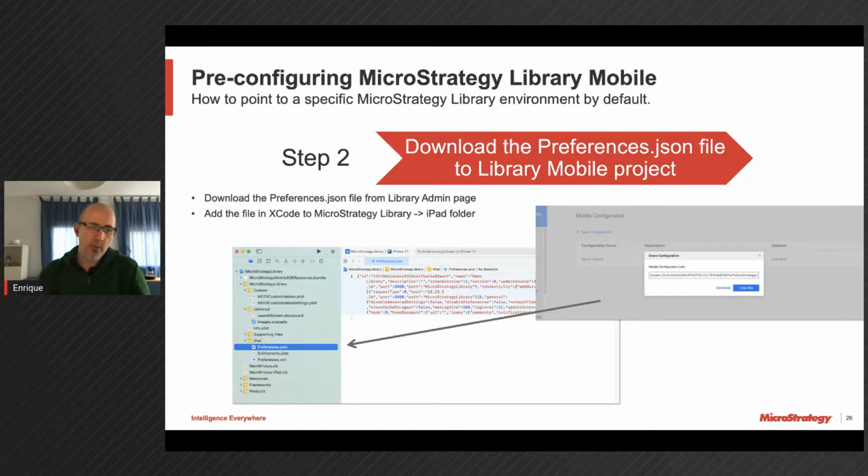The preferences will be stored in a file that can be downloaded from the library admin page. This preferences.json file must be stored in the MicroStrategy Library iPad folder in the MicroStrategy Library project in Xcode. Next, please.